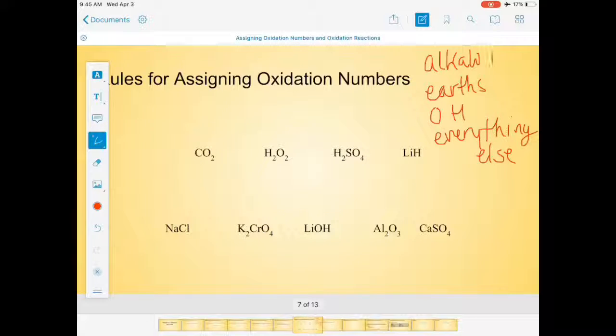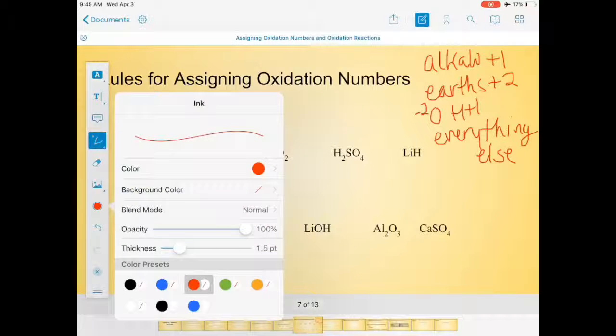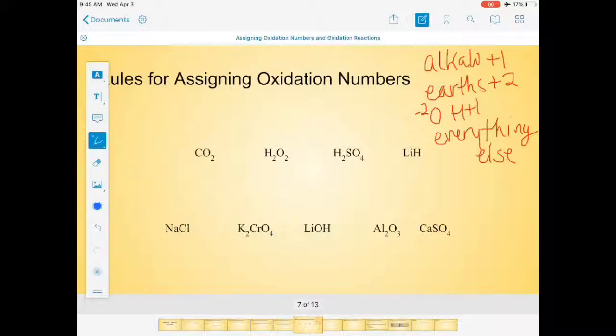Alkali metals are going to have a +1, alkali earths are going to have a +2, oxygens are typically a -2 with very few exceptions, hydrogens are a +1, and you want everything else to add up to equal 0. So let's take a look at carbon dioxide, the first one. We're going to do these in blue.